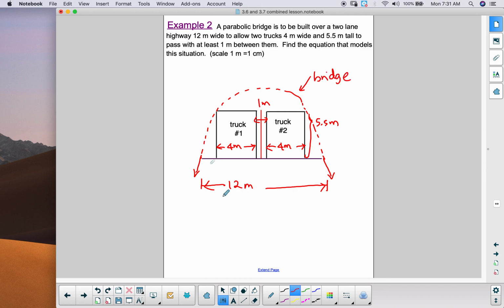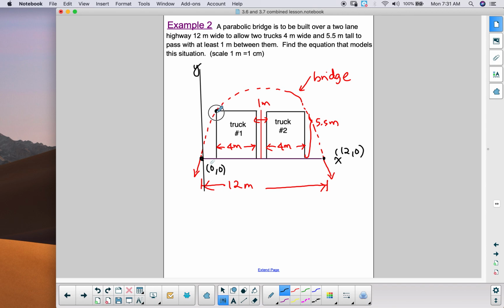So we can now look at points that we have here. Like if we were to place the x and y axis, let's say this is the y-axis, and this is the x-axis. That would make this point like your origin, (0, 0), and that would make this point, because it's 12 meters from the start, (12, 0). So that gives us 2 points on the parabola. And then a third point we need, because if we were to go with the factored form, we would need a third point to substitute.